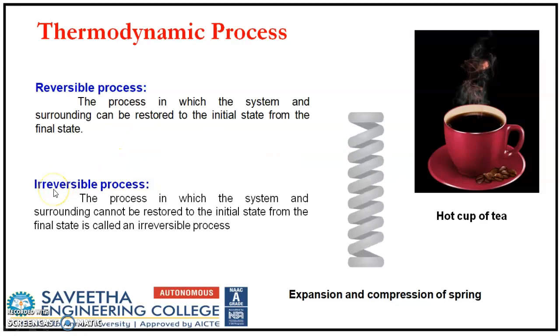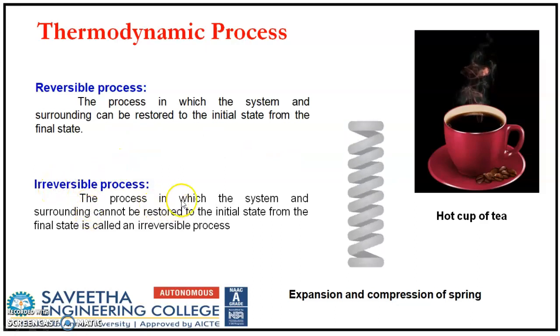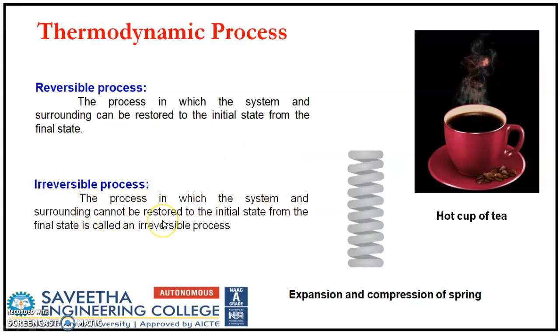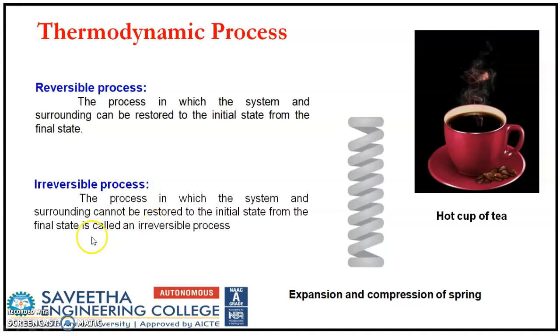And next is the irreversible process. It is a process in which the system and the surroundings cannot be restored to the initial state from the final state. It's called an irreversible process.